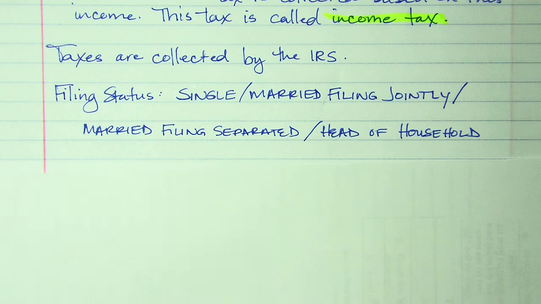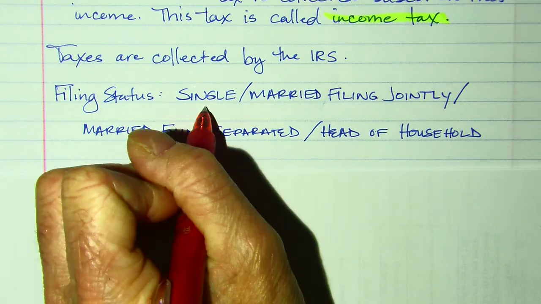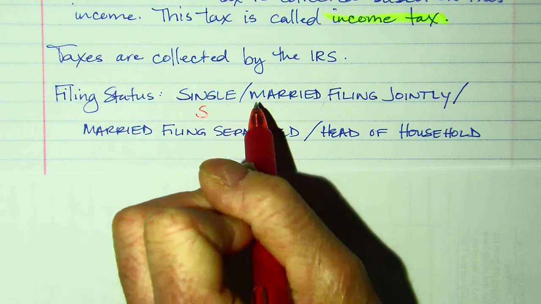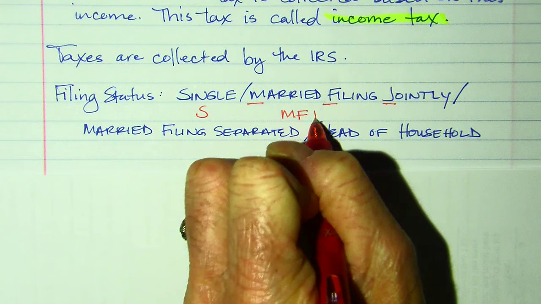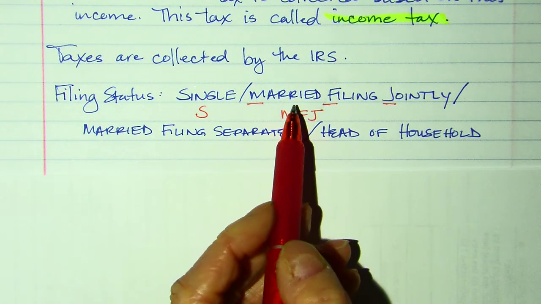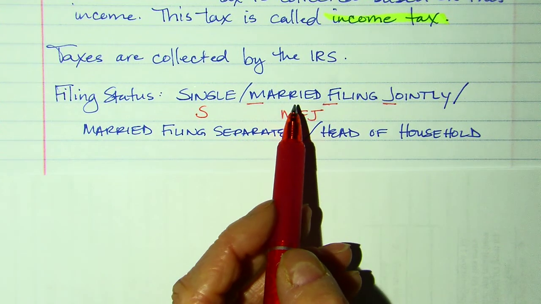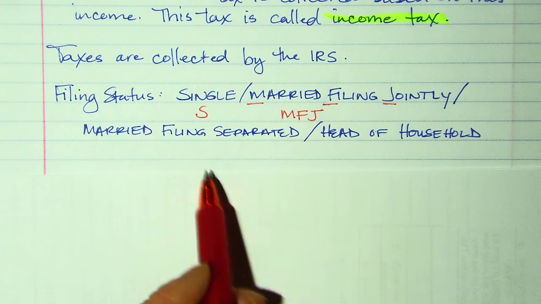Filing status, there are several, and I'm going to give you an acronym for each one that I'm going to use throughout. So filing status can determine how much you are subject to, and some get taxed higher than others. So there's the single status, so S. Married filing jointly is usually just MFJ. They get a great benefit. They're taxed at a lower rate than any other status.